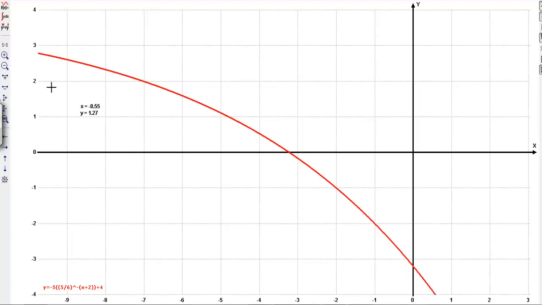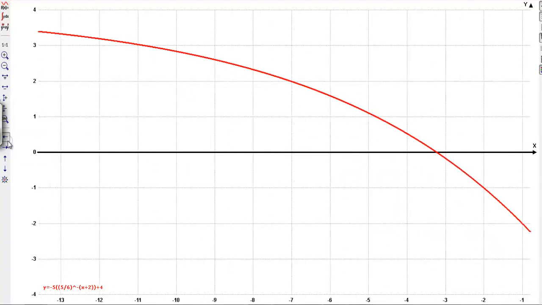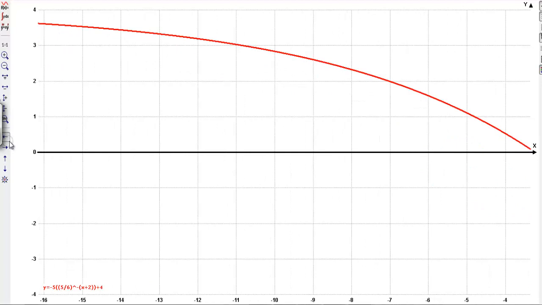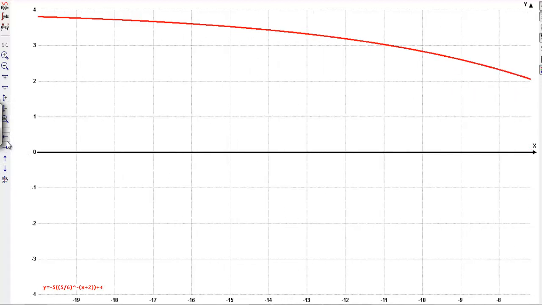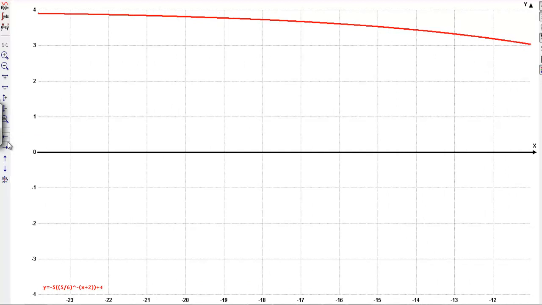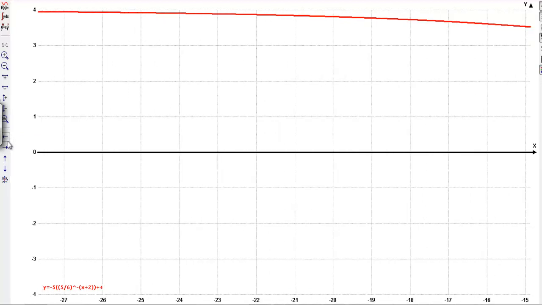Also, notice that the function is coming from up here. I'm going to move this over a little bit. Notice as I move this over, notice this red line. It starts approaching the value of 4. And we know that 4 is our horizontal asymptote. So the more I move over to that side, notice how it gets closer and closer to 4, but it never actually touches it, okay?